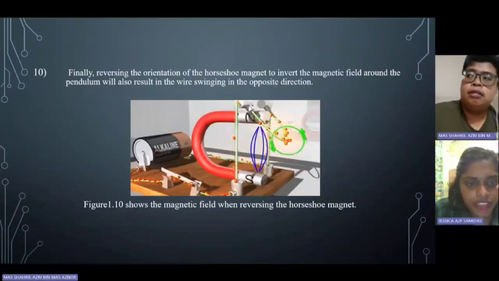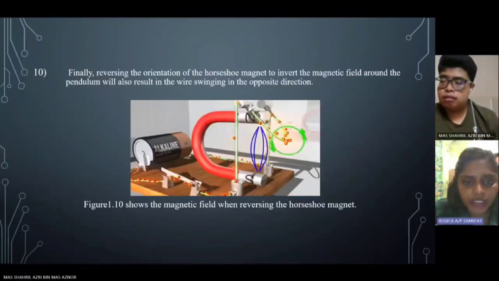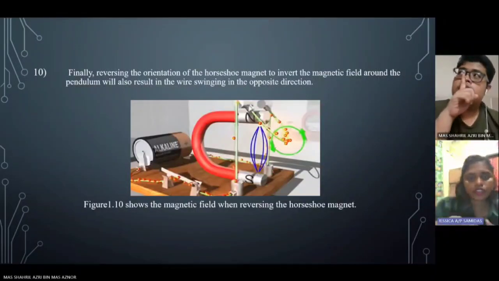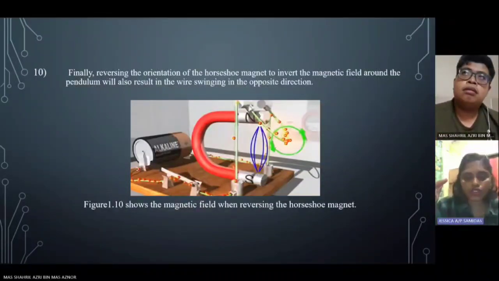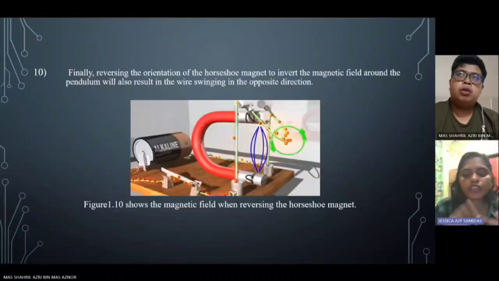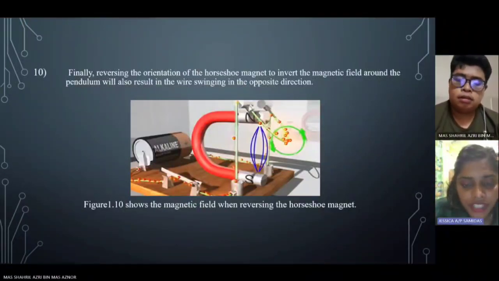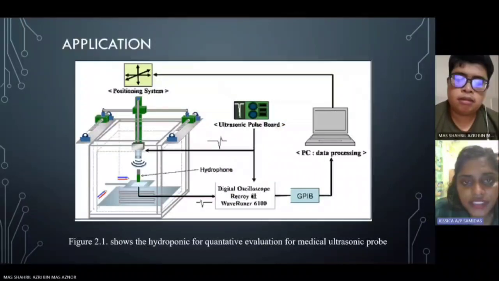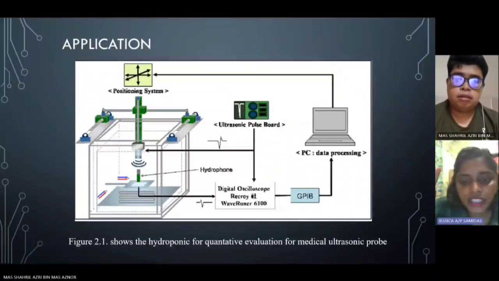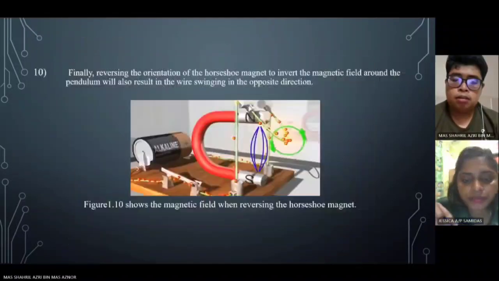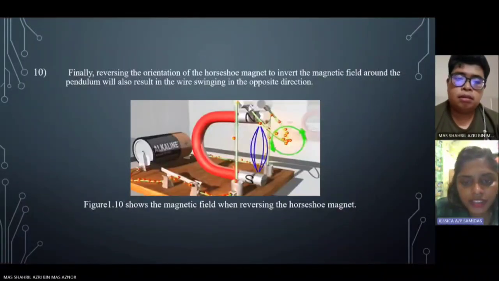Next, we can see finally it's reversing the horseshoe magnet. Just now we saw the north above and the south below. Now we reverse the polarity of the horseshoe magnet's direction, with the north at below and the south above. And we can see it still affects the direction of the swing, which turns to the right, and it produces a magnetic field as well.